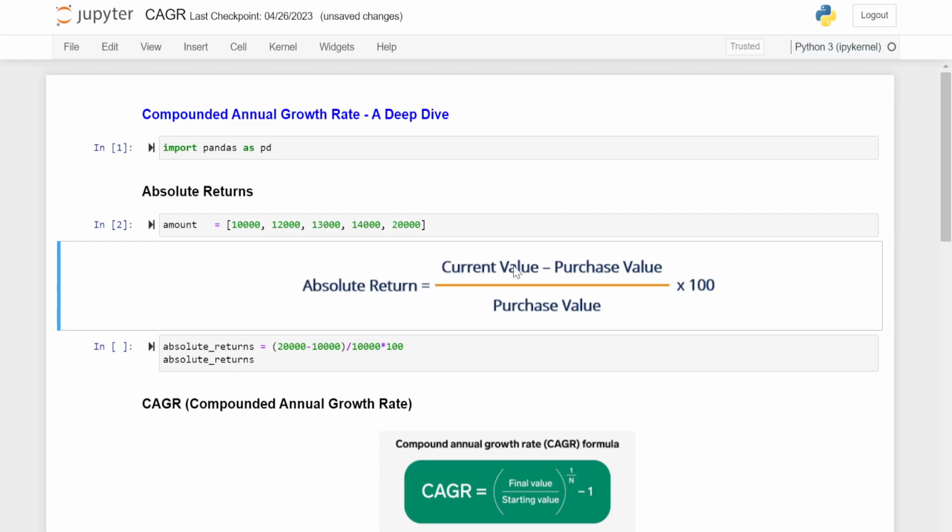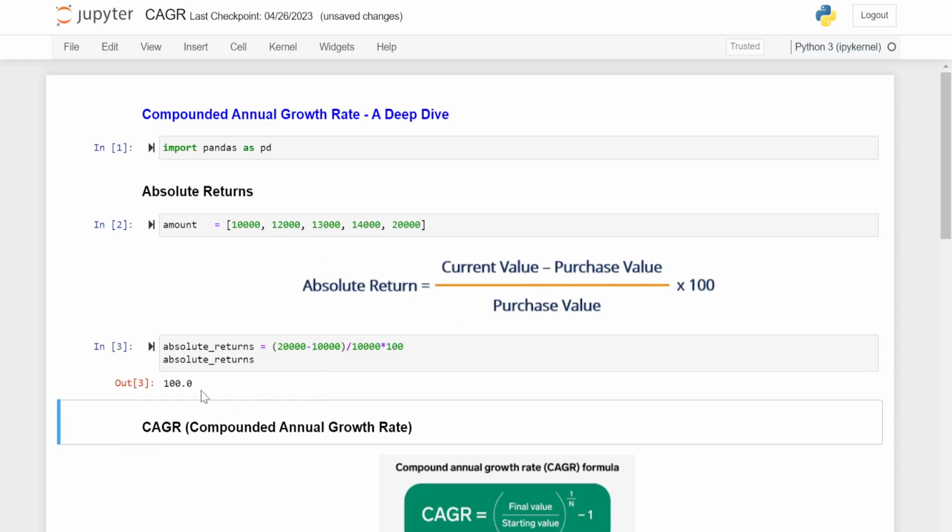See, current value, that is final value, minus purchase value, that is initial value, divided by initial value, that is 10,000, multiplied by 100. So let us plug these figures into this formula and we get 100. This is 100%. There is 100% growth. 10,000 becoming 20,000 means it is 100% growth. This is how we can get absolute return.